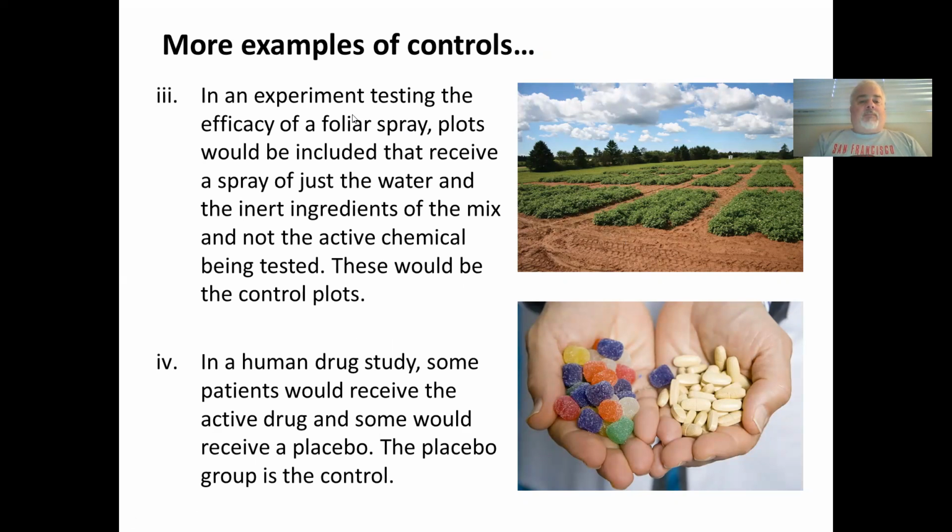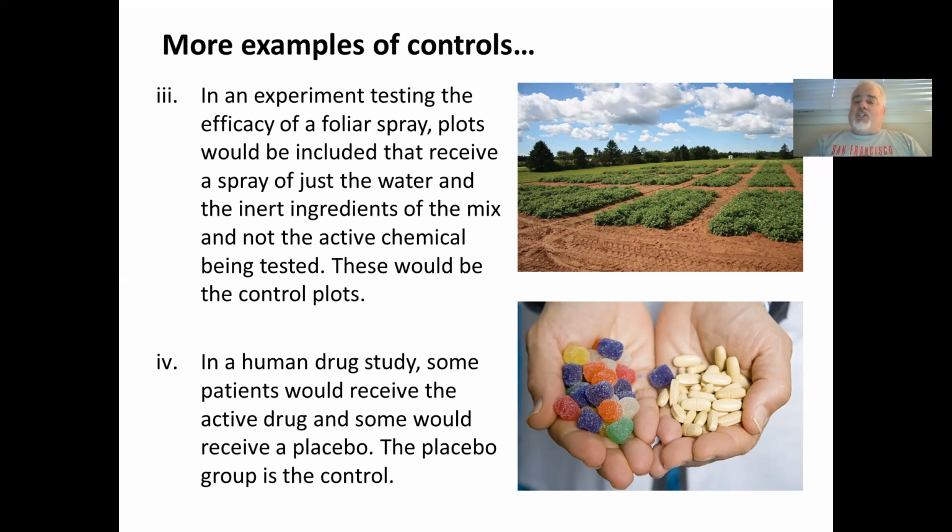If I'm in an experiment testing the efficacy of foliar spray, so I'm doing some foliar nutrients or other foliar spray, I would include the control groups that receive just the inert ingredients. Now, I said earlier in this lecture, just water. Technically, it shouldn't be just water. It should be water plus any spreader, sticker chemicals or adjuvants, and inert ingredients from the original chemical.